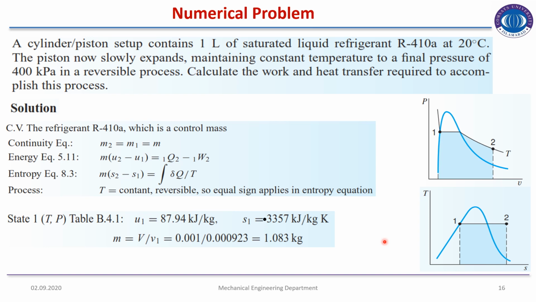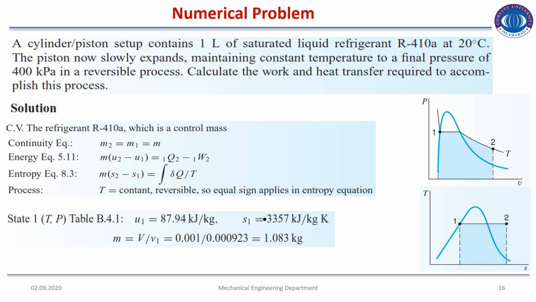So here is a numerical problem. The statement is: a cylinder piston setup contains 1 liter of saturated liquid refrigerant R410A at 20 degrees centigrade. The piston now slowly expands, maintaining constant temperature, to a final pressure of 400 kilopascal in a reversible process. So the final pressure is given. Calculate the work and heat transfer required to accomplish this process.